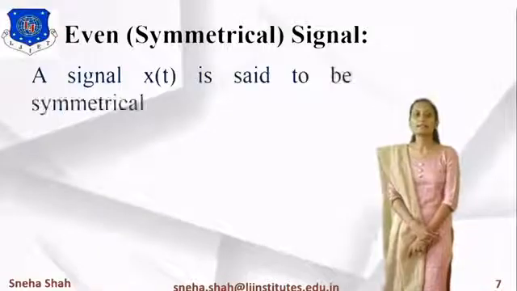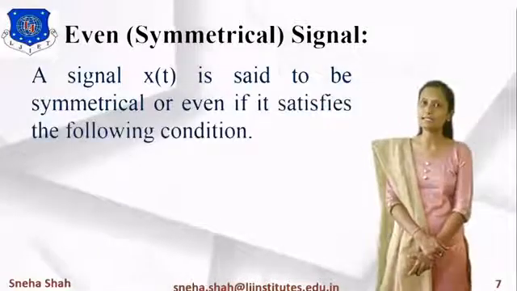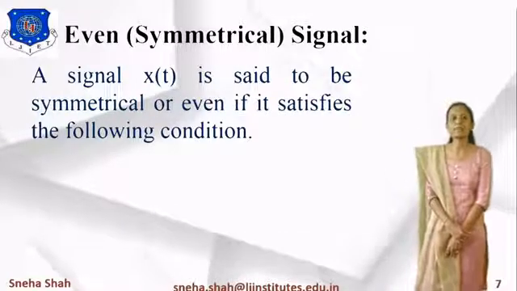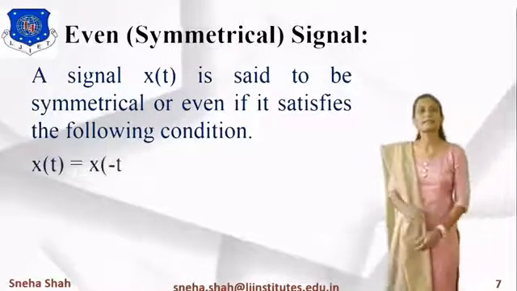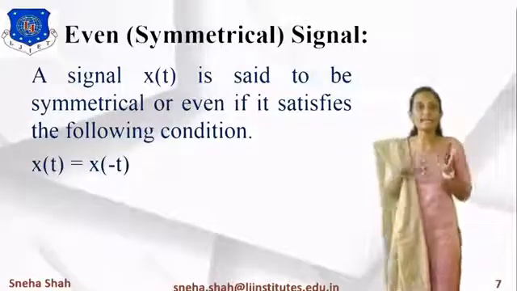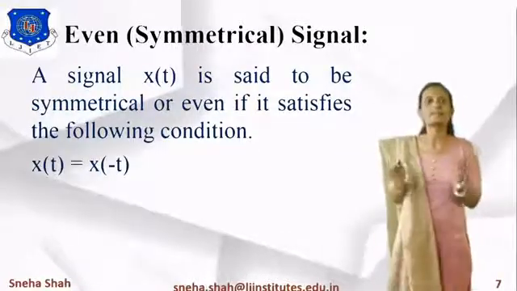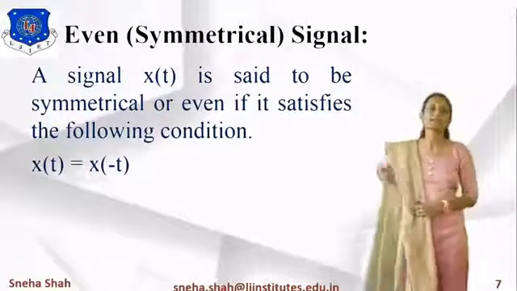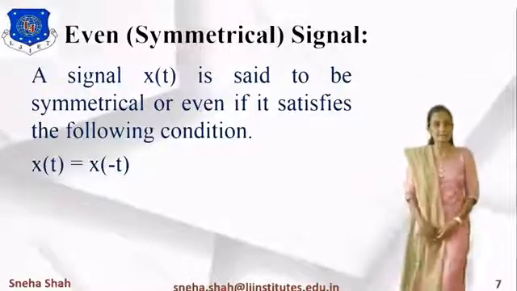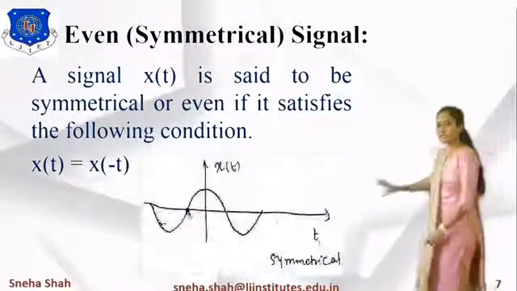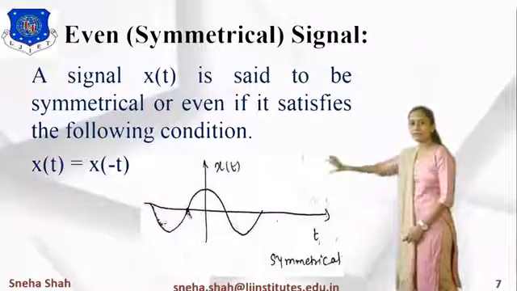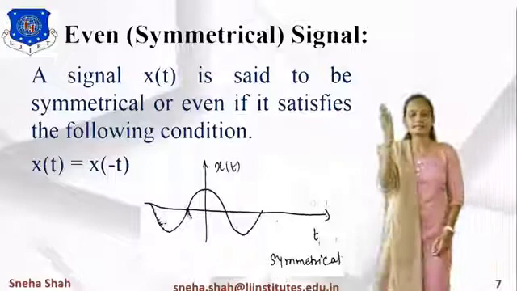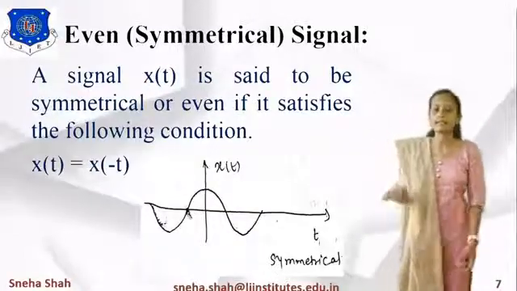A signal is said to be an even signal if it satisfies the following condition. What is the condition? x(t) will be the same as x(-t). It means whether we take the positive part or the negative part, on both parts the signal will remain the same. So it is a mirror image on the y-axis, so it is considered an even or symmetrical signal. If we draw the even signal, it will look like this. From this diagram you can say that the positive part as well as the negative part will remain the same. So from the y-axis, if we fold the signal, it will be the same.